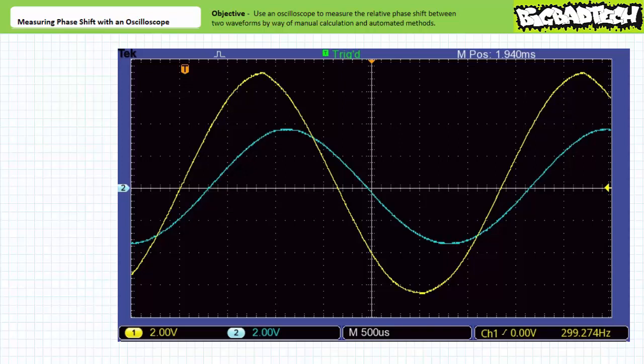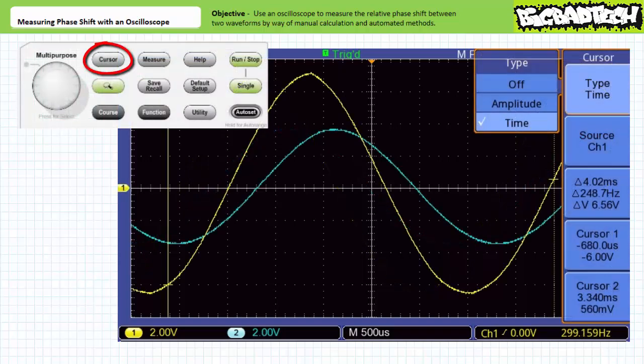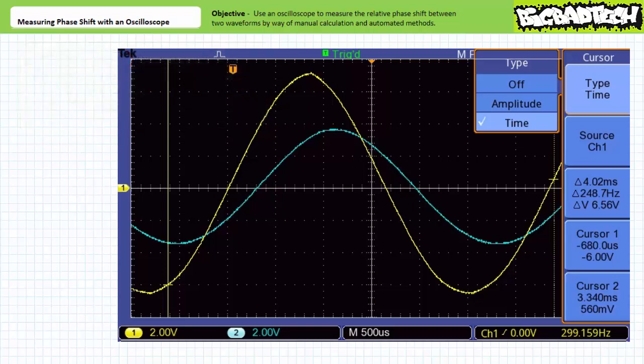However, the cursor tool can at least do the measurement for us. Allow me to demonstrate. Cursors are accessible via the Cursors button in the Operations group. Cursors come in two types: amplitude and time. For phase shift measurements, we need to select the time cursor inside the cursor menu.